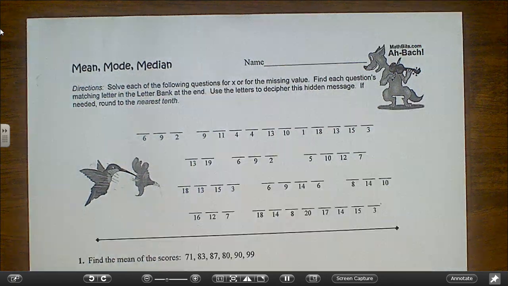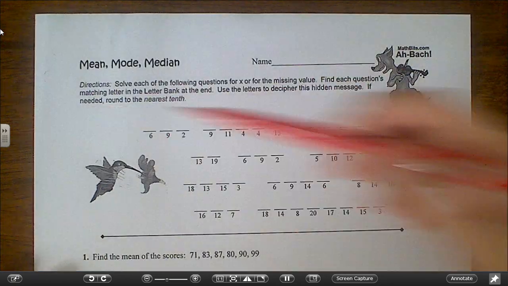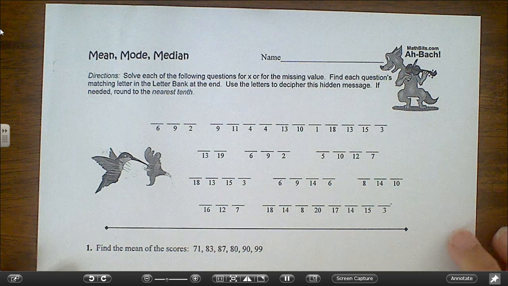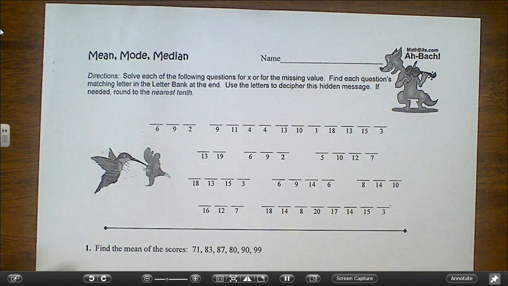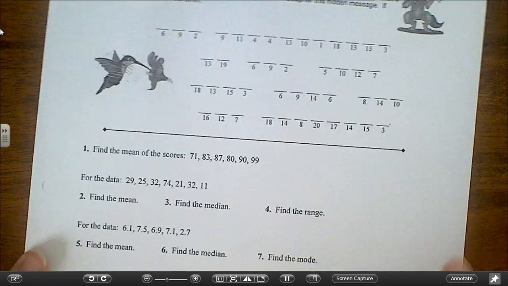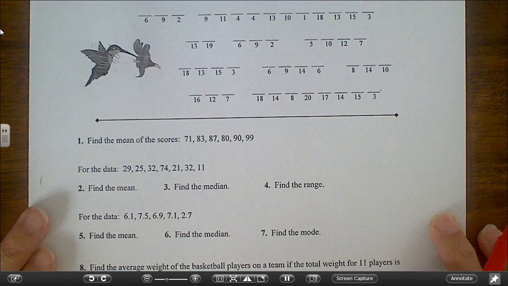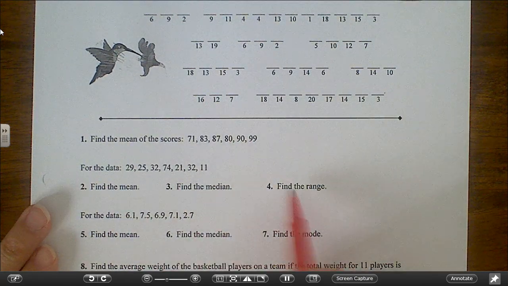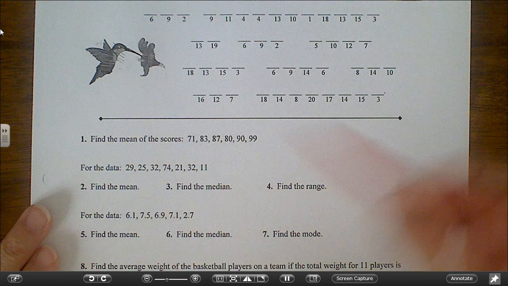All right. Your optional assignment tonight is this mean median mode, ABAC mean median mode, if you want to do that. And a lot of these, you don't have to do all of them for everything. Like number 1 just is find the mean. And then 2, 3, 4 are on this data set.